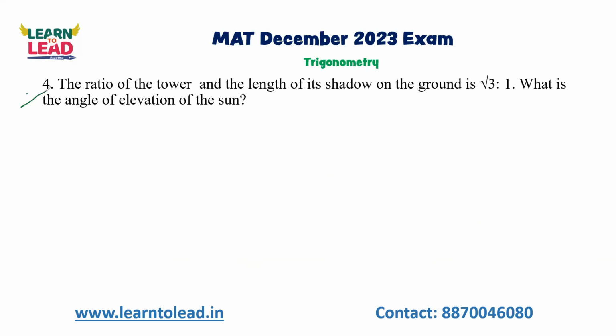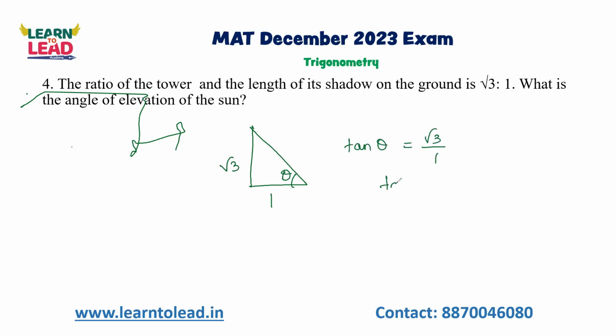The ratio of the tower and the length of its shadow on the ground is root 3 is to 1. What is the elevation of the tower, angle theta? Tan theta is equal to root 3 by 1. And when tan theta is equal to root 3, theta will be equal to 60 degrees. That's all, very simple. You see the next question.